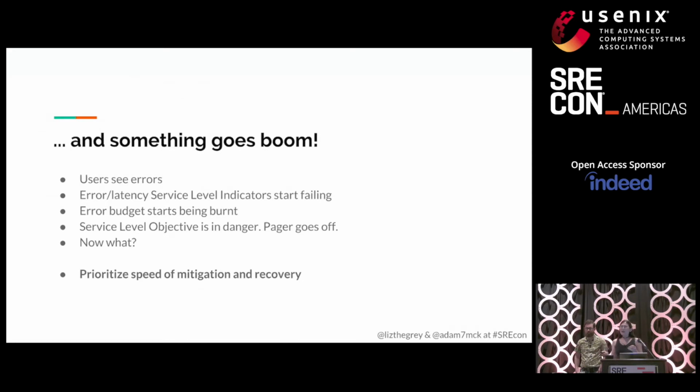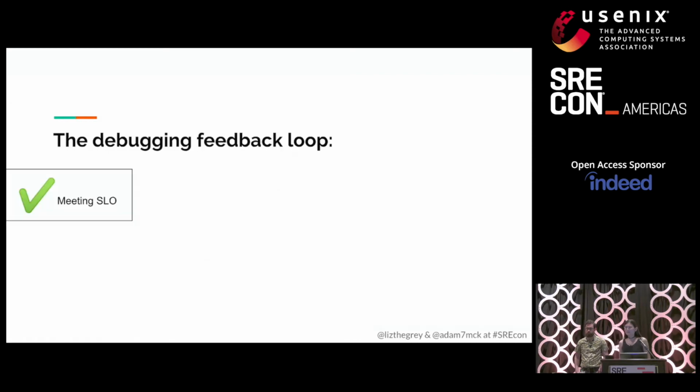So if you have users that are seeing errors, and you have your service level indicators impacted, and then your error budget starts getting burned, and then you get paged. So now what do we do? We need to prioritize the speed that we mitigate and recover our service.